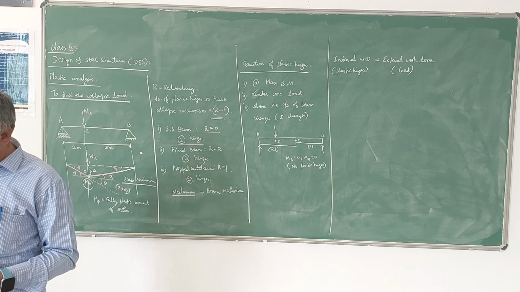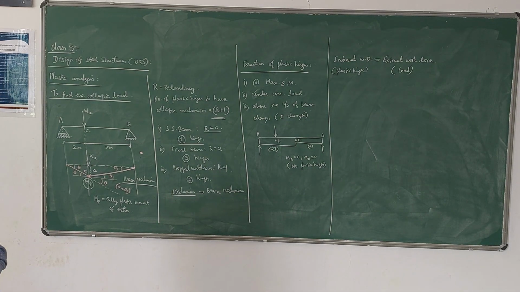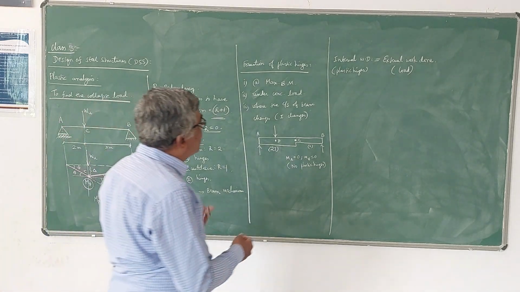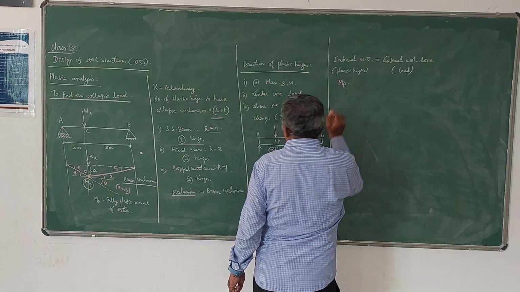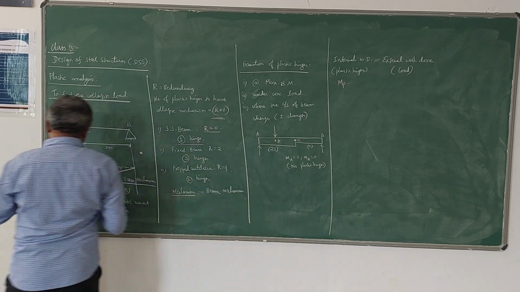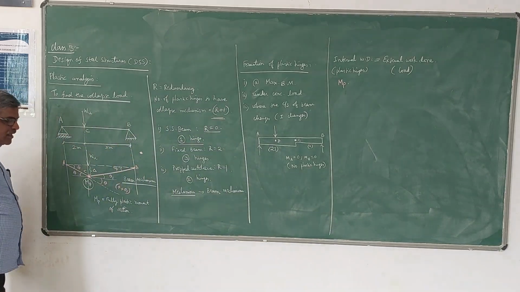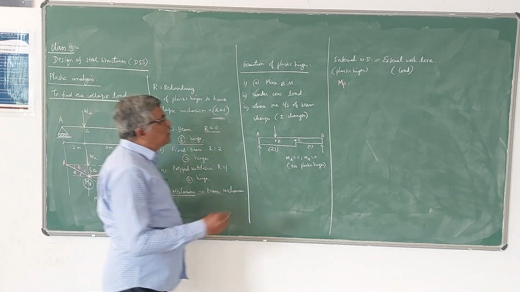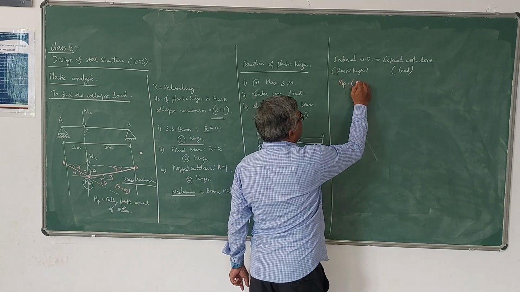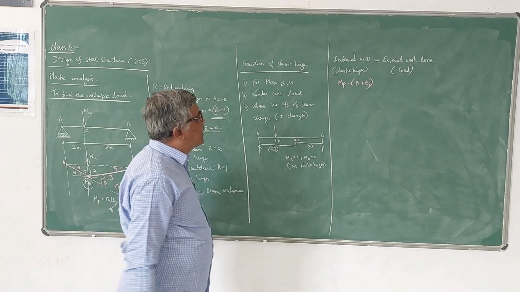So now the internal work done in this case: MP is there here. At A you don't have any MP. At B you don't have any MP, because there is no plastic hinge forming at A and B. At C you have MP into that deviation, theta plus theta 1. So that is the internal work done.